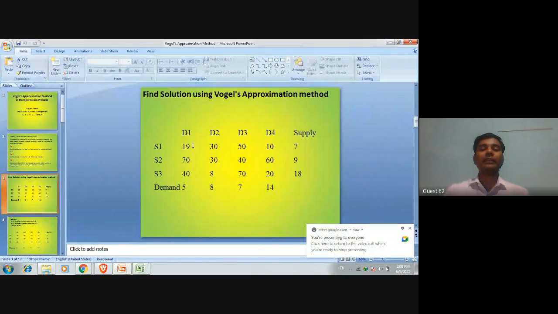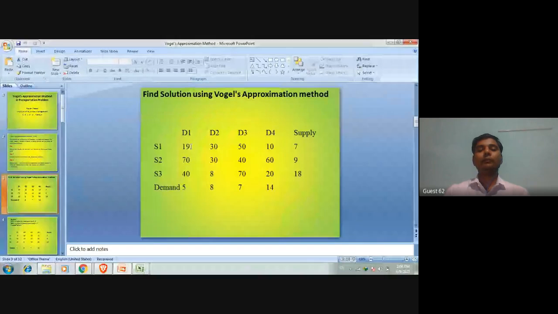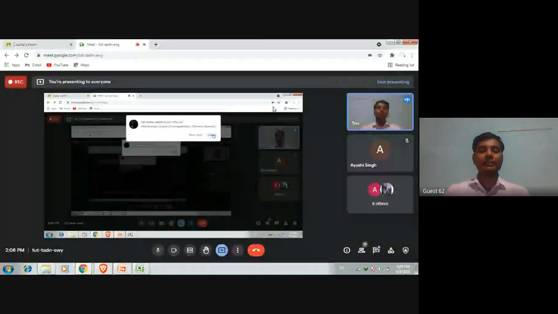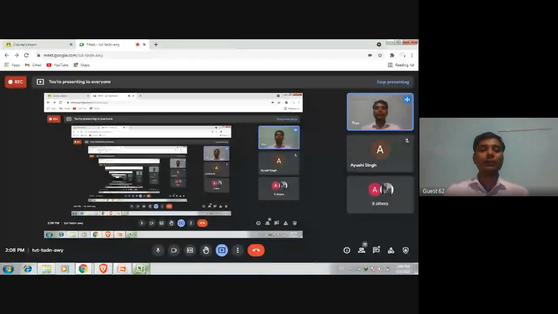Similarly, you will get the penalties for the columns also. In the columns, let us see D1. 19 and 40 are the two least costs. We will subtract the smallest cost from the second smallest. The second smallest is 40, so we subtract 19 from 40. What does it become? 21. Similarly, we will do this for D2, D3 and D4, and just like this we will get the penalties. Now, what about the second step?